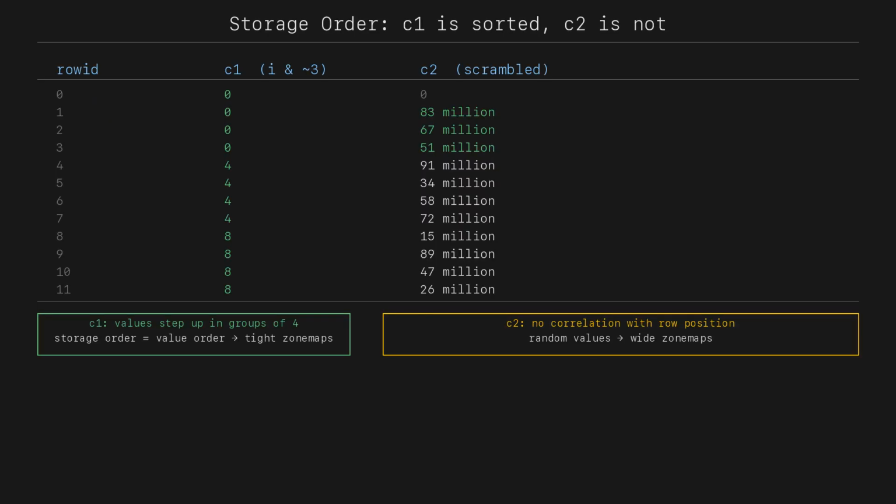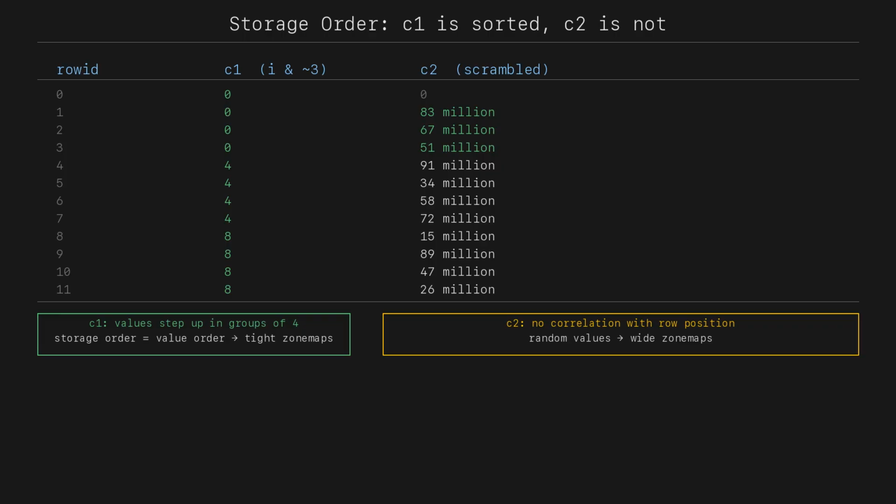Let's verify the storage order. The rowid virtual column shows the physical position, the actual slot on disk where this row lives. Rows 0, 1, 2, 3 all have C1 equal to 0. That's the bitwise expression. Zeroing the two low order bits means 4 consecutive integers all map to the same value. Rows 4 through 7, C1 equals 4. Rows 8 through 11, C1 equals 8. Every group of 4 rows shares one C1 value, and those groups go up in order. The storage order and the value order are identical for C1.